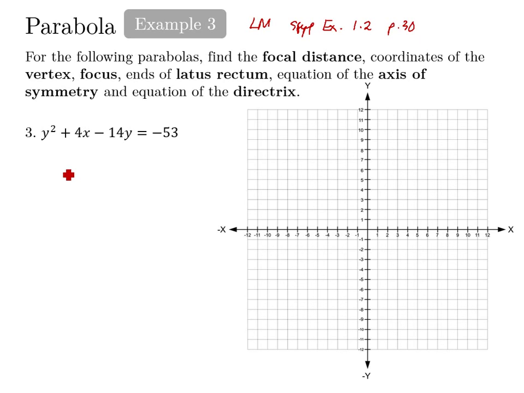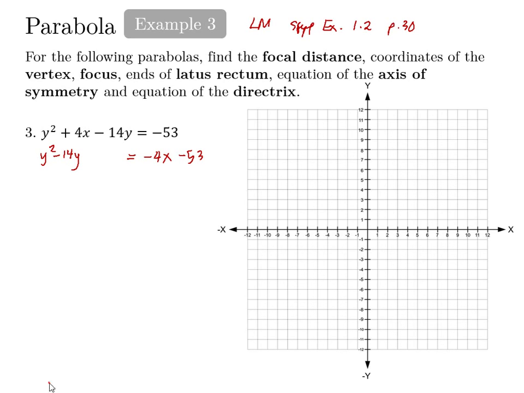So anyway, let's complete the square on y because that's the process on how we're going to transform this general form to standard form. So let's isolate all those with y's on the left side and all those without y or with x on the right side. So we have y squared minus 14y. Leave a space here equals minus 4x minus 53.